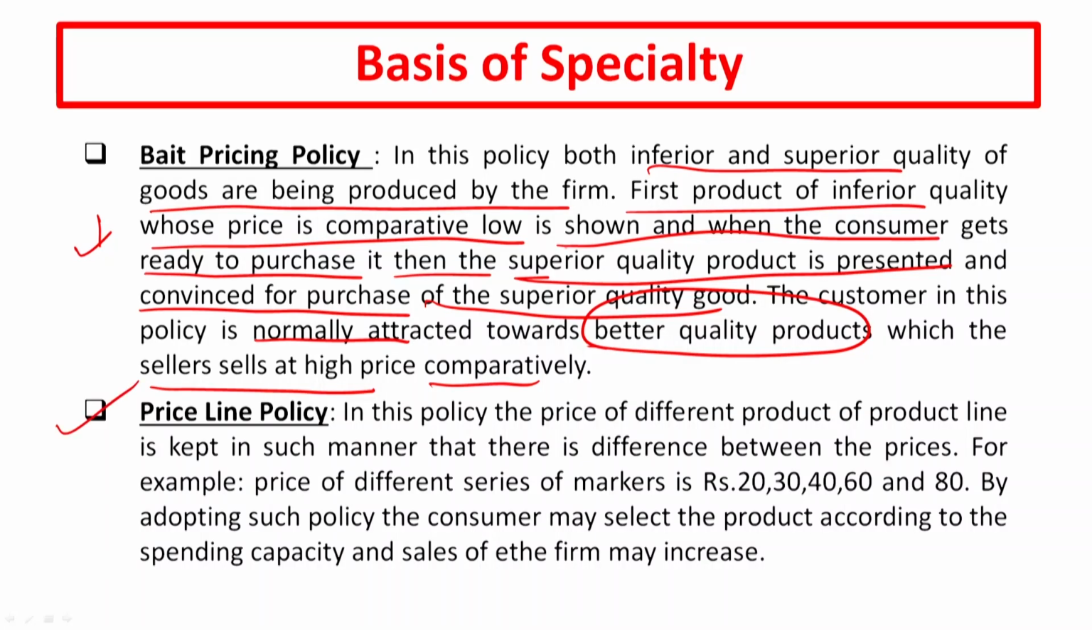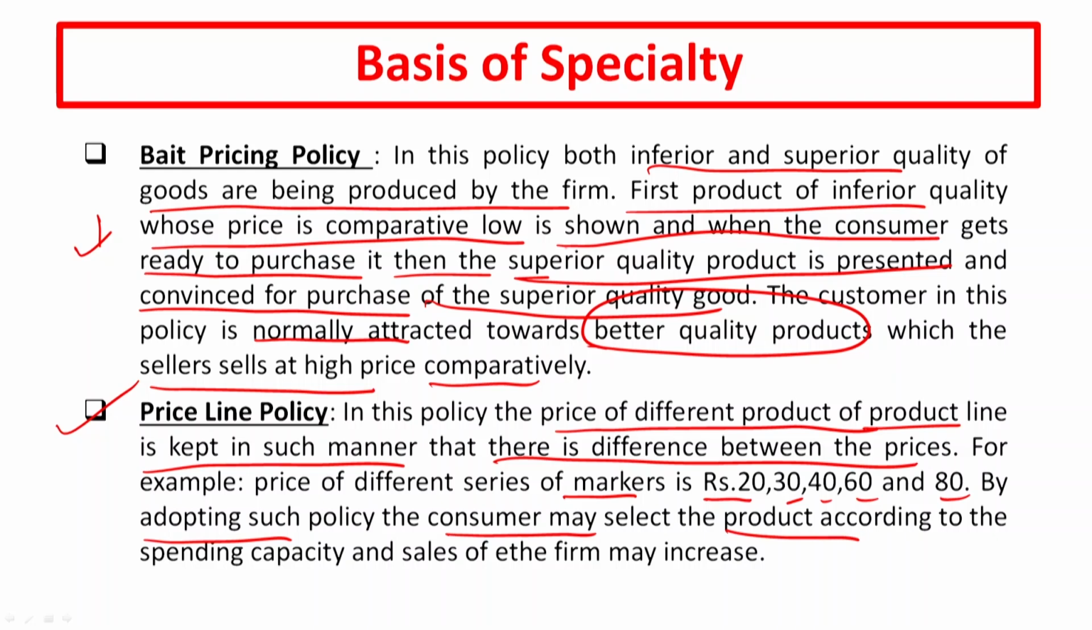The second point being price line policy. In this policy, the prices of different products of the product line are kept in such a manner that there is a difference between the prices. For example, the price of different series of markers is rupees 20, 30, 40, 60 and 80. By adopting such a policy, the consumer may select any one of the products according to the spending capacity, and sales of the firm may increase, which means in this price line policy, different products are kept at different price lines, and the consumer according to his or her paying capacity can purchase the product which falls in his budget.